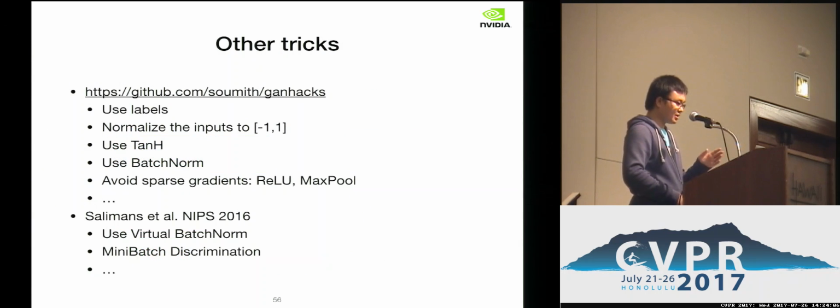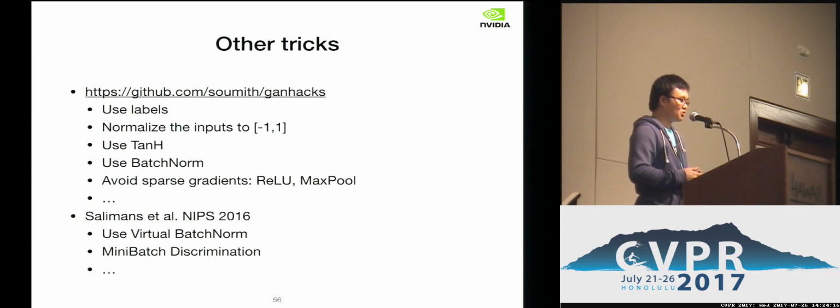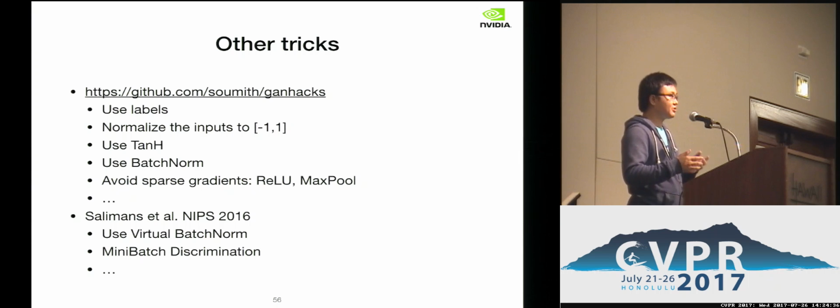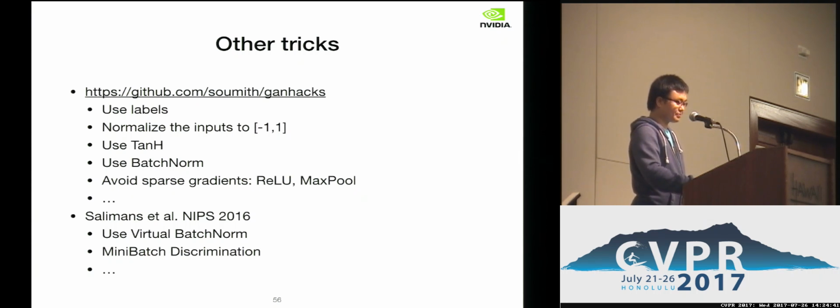And there are other tricks, as I mentioned earlier, you can find on Sumi's website. For example, you can use labels for training. You should normalize the input to -1 to 1, use hyperbolic tangent, use batch norm, and avoid sparse gradients. Don't use ReLU, maybe use leaky ReLU or parametric ReLU. Don't use max pooling. And in OpenAI's improved GAN paper, they propose virtual batch norm and also minibatch discrimination. Just to give you a flavor of the different tricks that have been used to improve GAN training.